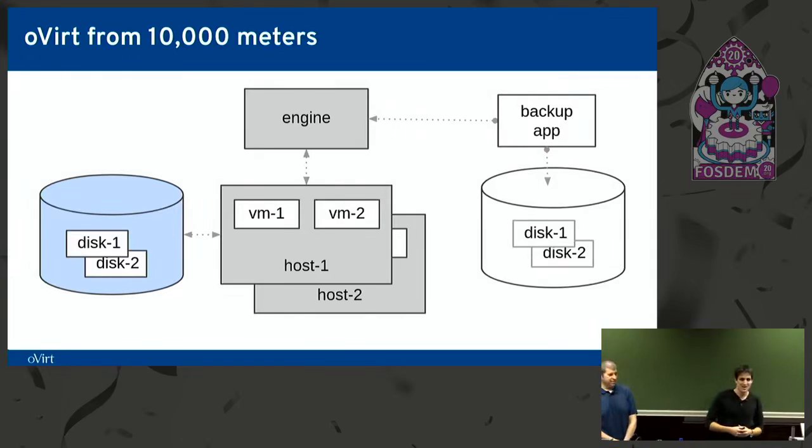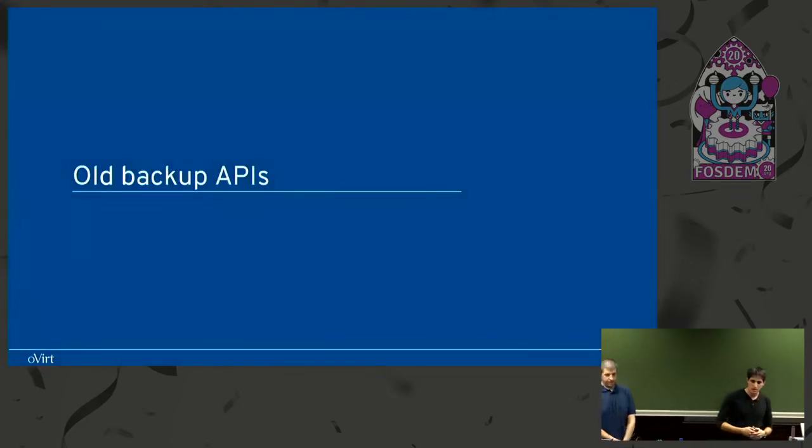So this is oVirt from 10,000 meters above. We decided to show here only the main components that are related to backup. So we have the engine, which is the management application, the Java application. And underneath it, we have the hypervisor, the host that runs virtual machines. And of course, we have the virtual machines disk. Also, we have an external application, a backup application that is external to oVirt and wants to back up those VMs, especially the disks. So how can it be done?